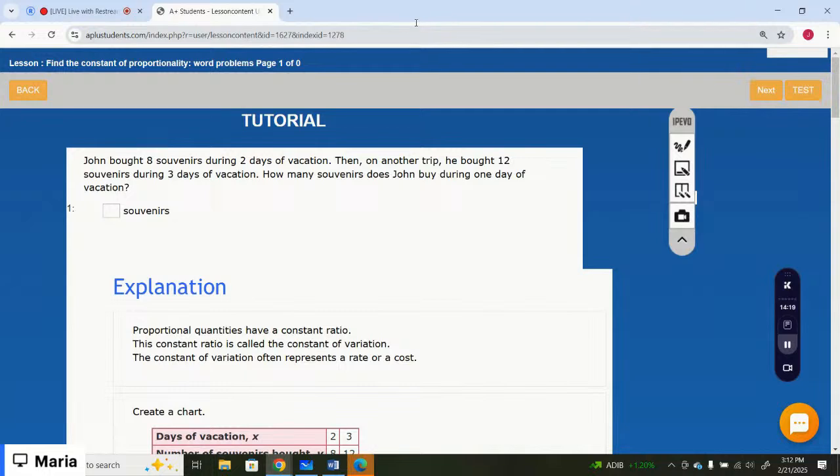John bought 8 souvenirs during 2 days of vacation. Then on another trip, he bought 12 souvenirs during 3 days of vacation. How many souvenirs does John buy during 1 day of vacation?